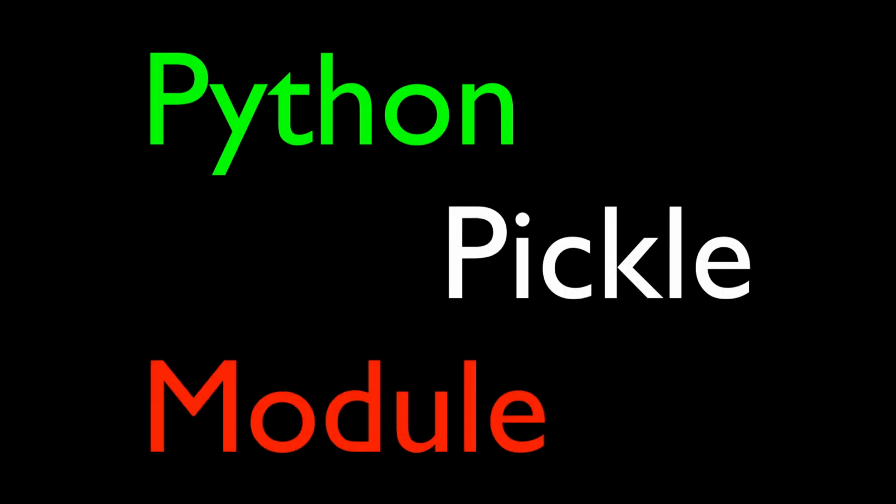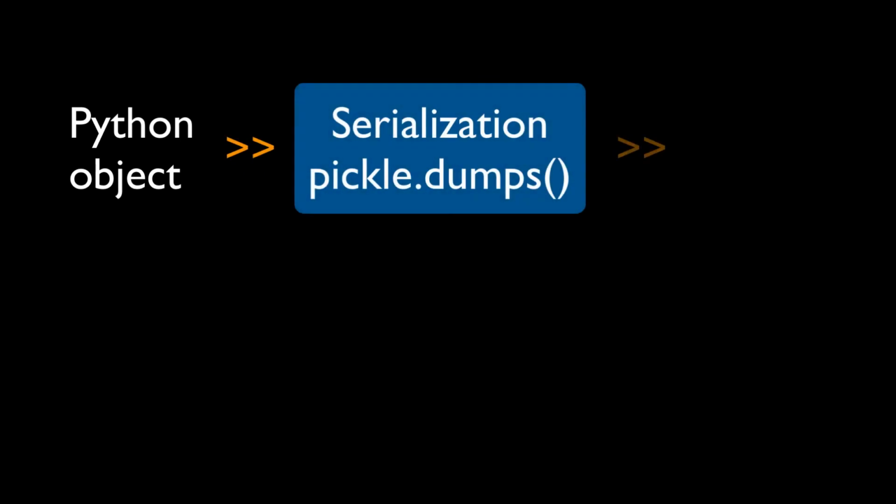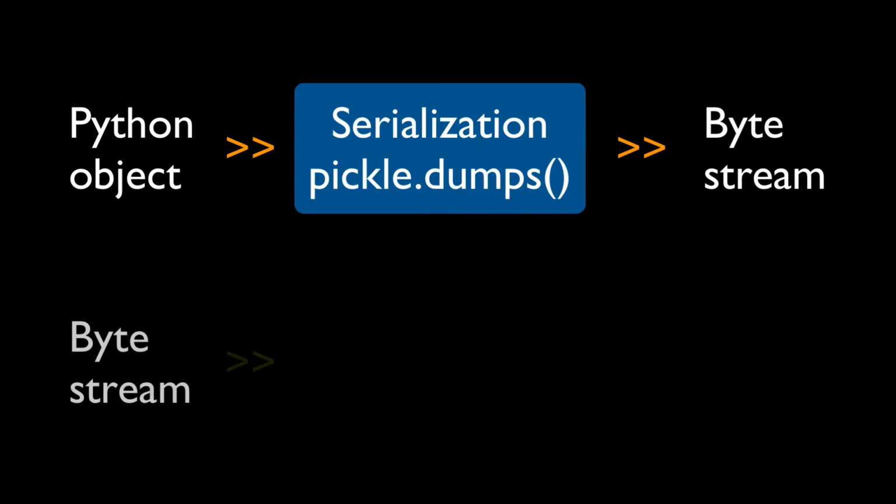The Python Pickle module is used to perform serialization and deserialization of Python objects. Serializing a Python object means converting it into a byte stream that can be stored into a file or into a string. Pickle data can then be read using the process called deserialization.